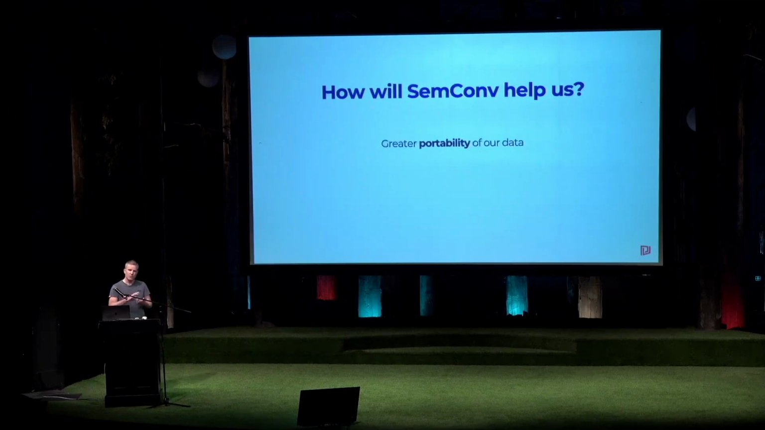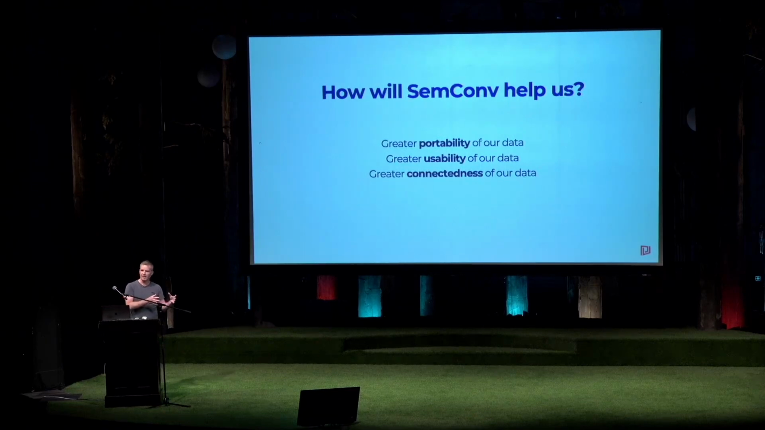Semantic conventions will give us greater portability of data, which I'll talk about in a second in more detail. It's also going to give us greater usability of that data. We're going to be able to find that data more easily. The tooling that sits on top of that data will be able to leverage those semantic conventions to give you much more guidance around what to look for and how to correlate it with other data. And that data is going to be much more connected to data outside of our observability data, like that example of the user ID being able to map onto our customer databases more easily, or the resource ID mapping onto the information we have in our cloud providers.